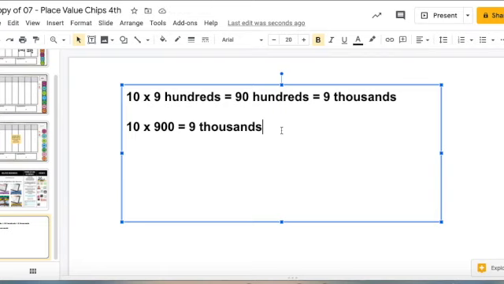Okay, I'm going to let you work on the problem set, and you're going to try your hand at using the place value discs.